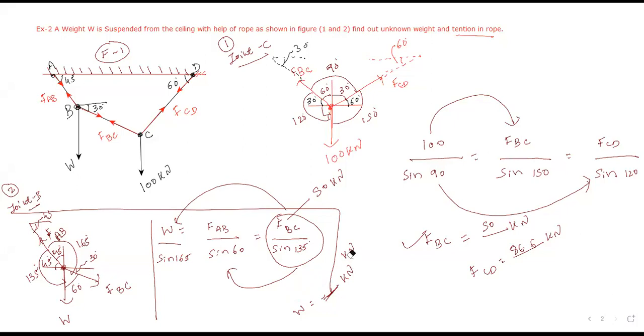What is the value of FAB and what is the value of W? FAB = 61.24. Yes, good. That's the answer. 61.24 kilonewton. What is the W? W = 18.25.